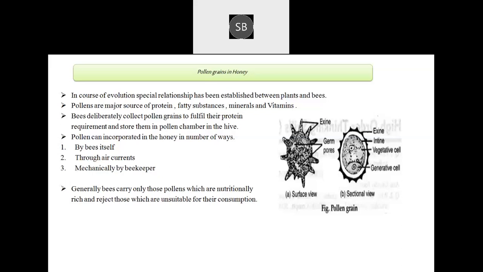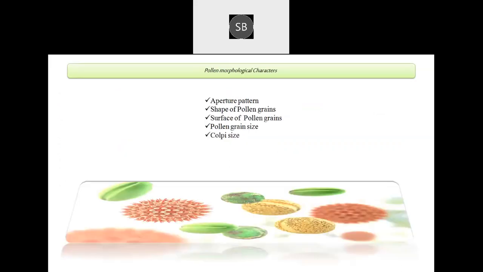But sometimes what happens, bees are compelled to forage on poisonous plants, which they generally avoid, and this process could lead to honey toxicity. Pollens can be incorporated into the honey hives in a number of ways: by the bee itself, through air current, or mechanically by the beekeeper while extraction. But generally, bees carry only those pollens which are nutritionally very rich and reject those which are unsuitable for their consumption.